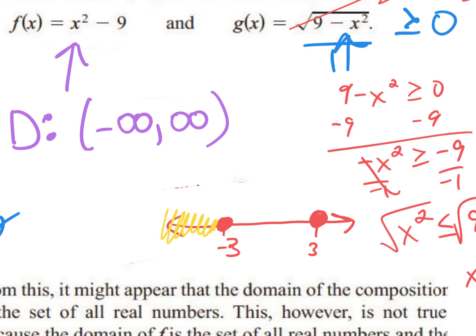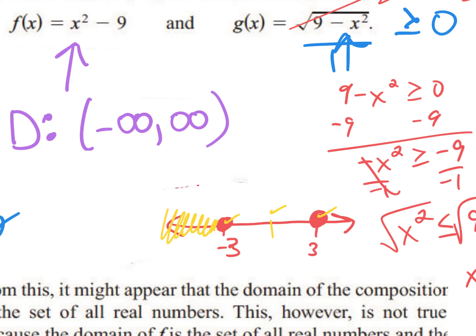So is anything on the left-hand side of negative 3 going to work? No, okay. What about if I plug in negative 3 itself? What's negative 3 squared? 9. What's 9 minus 9? 0. Is that okay? Yeah, it's not in a denominator, so we're good. All right, let's plug in something in the middle. How about 0? What's 9 minus 0 squared? 9. What's the square root of 9? Okay, so that works, right? What about positive 3? Can I plug in positive 3? Right. 3 squared is 9. 9 minus 9 is 0. Square root of 0. Okay, fine.